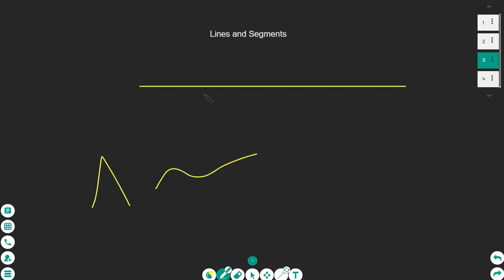So a line in mathematics is actually something that you can't really measure. All right. It goes on in both directions. The best way we can describe it is a flat line like this that goes on forever in this direction and forever in this direction. All right. This is a mathematical line. However, bear in mind that a line is not really two-dimensional.